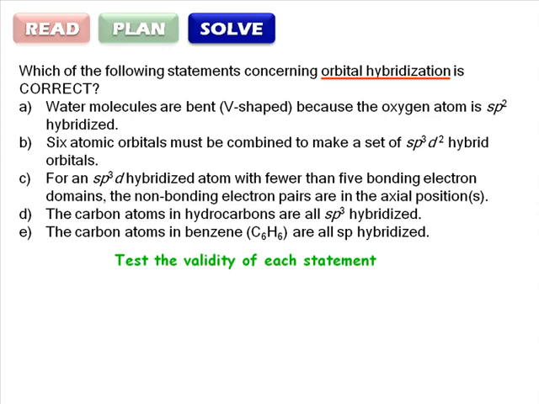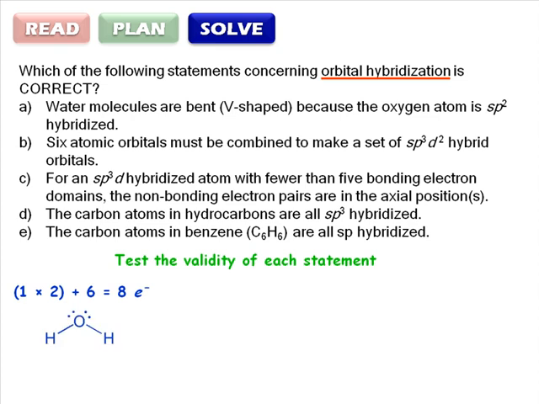Answer A states that water molecules are bent because the central oxygen atom is sp2 hybridized. Well, let's see what we know about the shape and hybridization of a water molecule. Start by drawing the Lewis structure. Water has 8 valence electrons, 1 from each hydrogen and 6 from oxygen. So the Lewis structure will look like this.